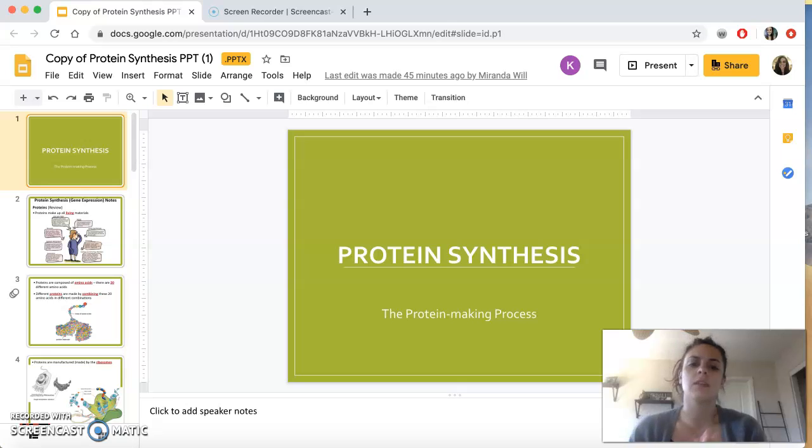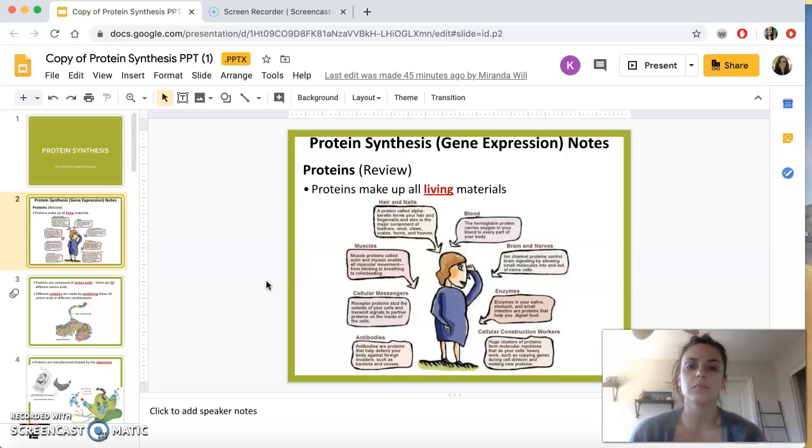So the thing we're going to be talking about today is what we call protein synthesis. It's the process of making proteins. Let's review what proteins do: they make up all living material. They make up hair, blood, nerves, muscles, things that deliver things in the cells, enzymes, antibodies, and what we call our cellular construction workers. They help create things in the cells. They help make up everything that we do, including cells. So we're going to talk about how those are made today.